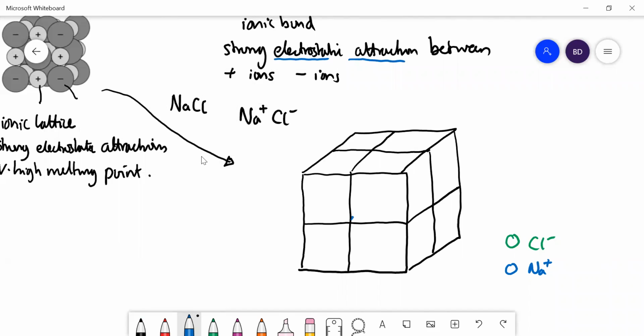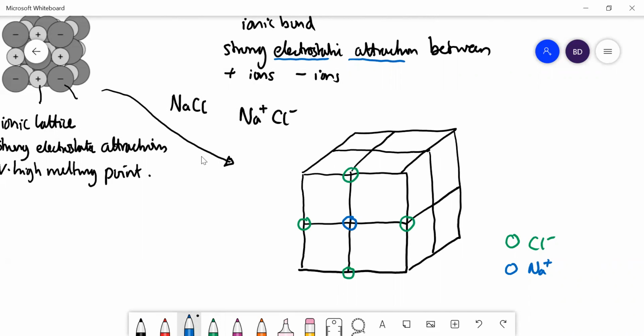So every time you have a sodium ion there, it's going to be surrounded by 4 negative chloride ions. And don't forget, it's really 6, because there's one behind in the cube you can't see, and then there's one coming out of the cube towards you as well. So there's going to be 6 negative chloride ions around each sodium, and vice versa.